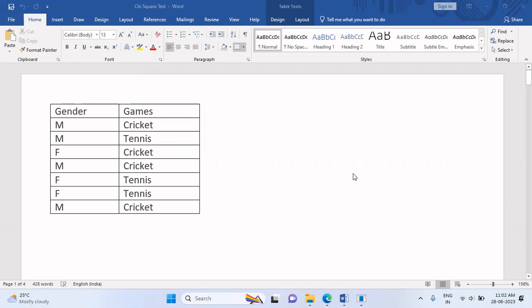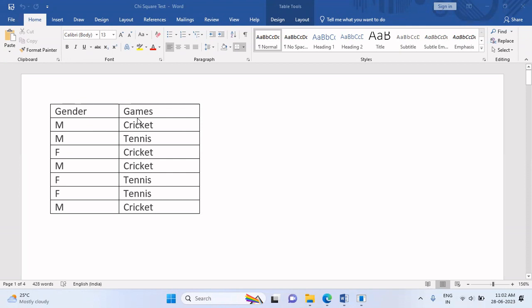So for this, we will consider two categorical features, gender and games. In gender, we have two categories, male and female. In games, we have two categories, tennis and cricket. Our aim is to find whether there is any association between gender and games or not. We will follow a step-by-step process to do the chi-square test.